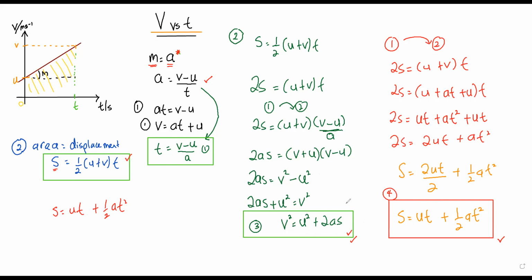That is V square equals U square plus 2AS. So I'm telling you how we get the formula. It's in the syllabus, so practice, guys, copy properly.